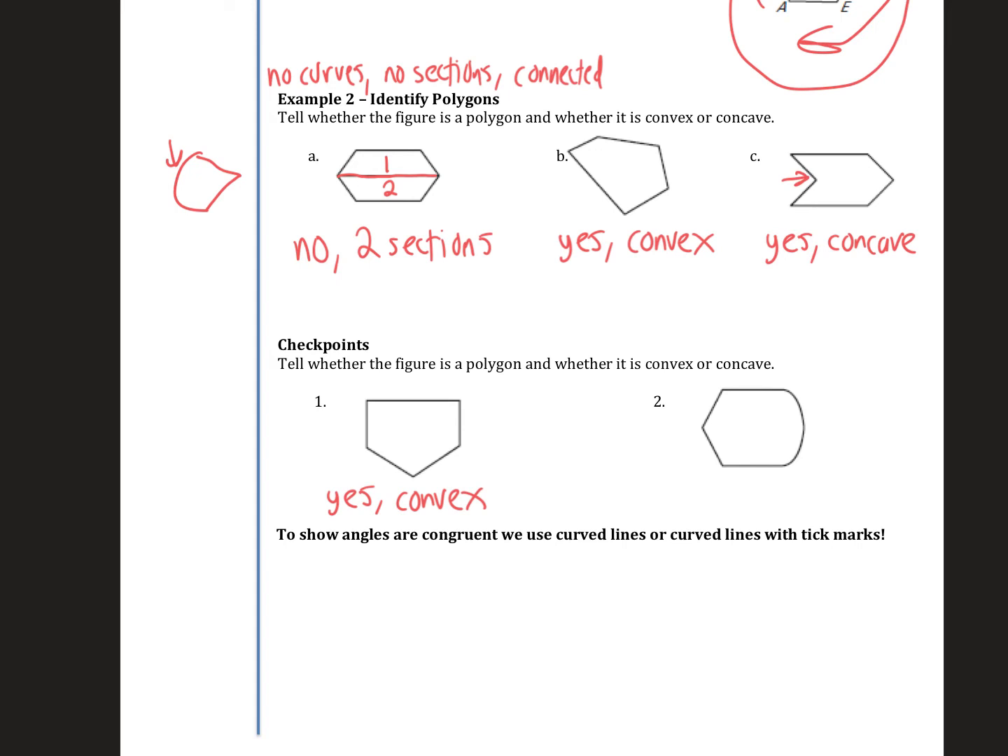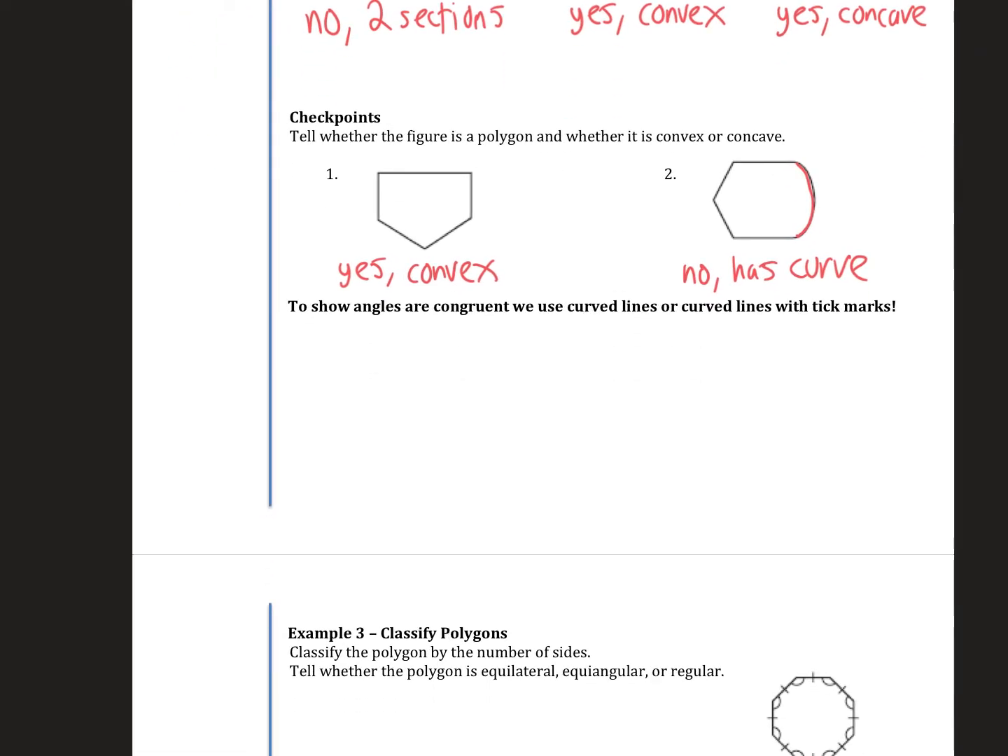Convex has no dents. How about number 2? Checkpoint 2, are there any curves? Well, there is a curve here, so this is going to be no. And the reason why it's not a polygon is it has a curve. Polygons have no curves. Okay, let's talk about congruent shapes here.